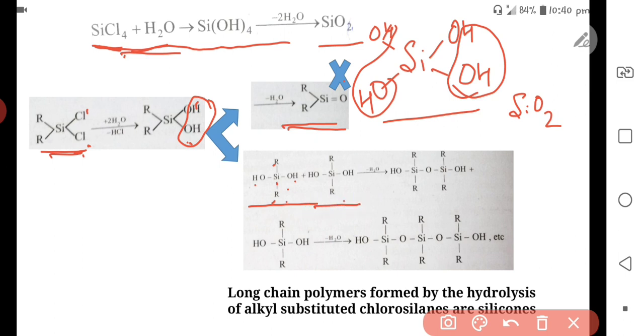It reacts with another molecule of the same compound, and by condensation, the first molecule and the second molecule condense together, removing a molecule of water, and you get the compound HO-SiR2-O-Si. That is, a bond is formed. Which type of bond? Si-O-Si.